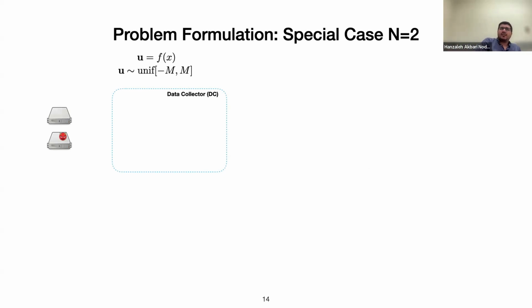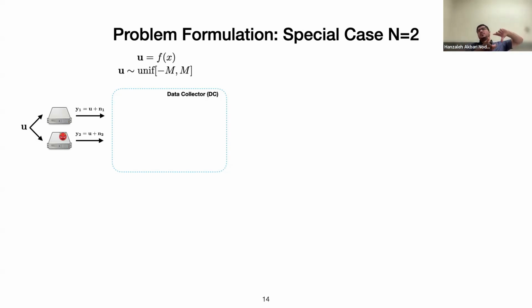Now let's assume that the objective of the data collector is to have some estimation for u, which is the output of f of x. And we assume here that u has a uniform distribution from -m to m. So m is the range of the computation. The range of the computation could be from -m to m, and for simplicity for this talk, we assume that u has uniform distribution. We have two nodes, one of them is honest and the other one is adversary, and we have a data collector.